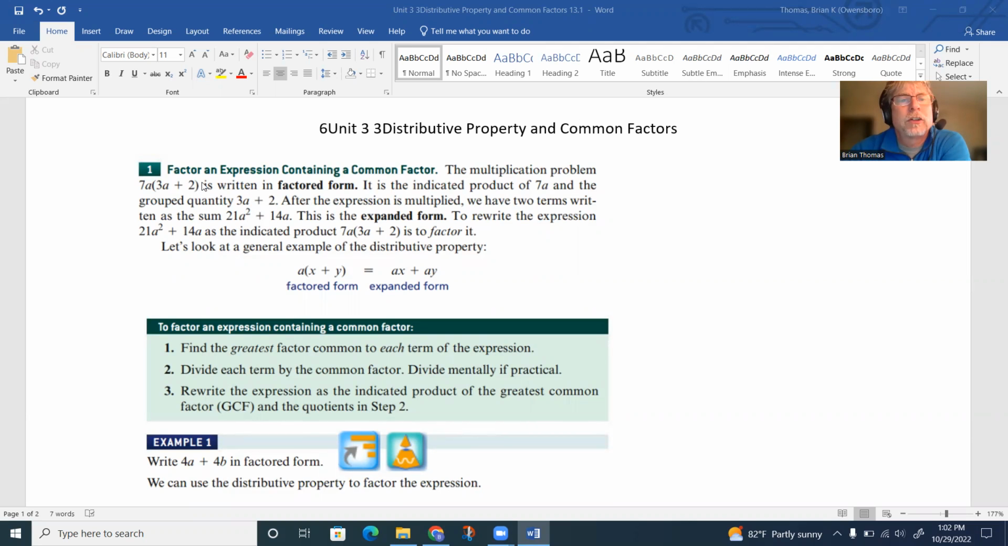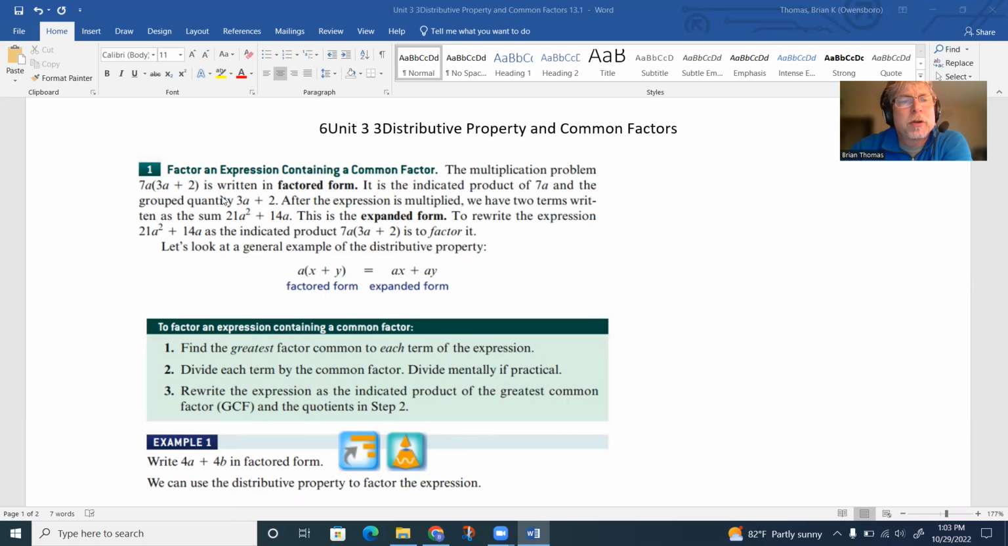Our goal in this lesson is to factor an expression containing a common factor. The way this is going to be done is through what's called the distributive property, so we're going to be dealing with that. Remember, the distributive property is when we multiply through addition. We're going to do this backwards, though. This is going to be called factoring.